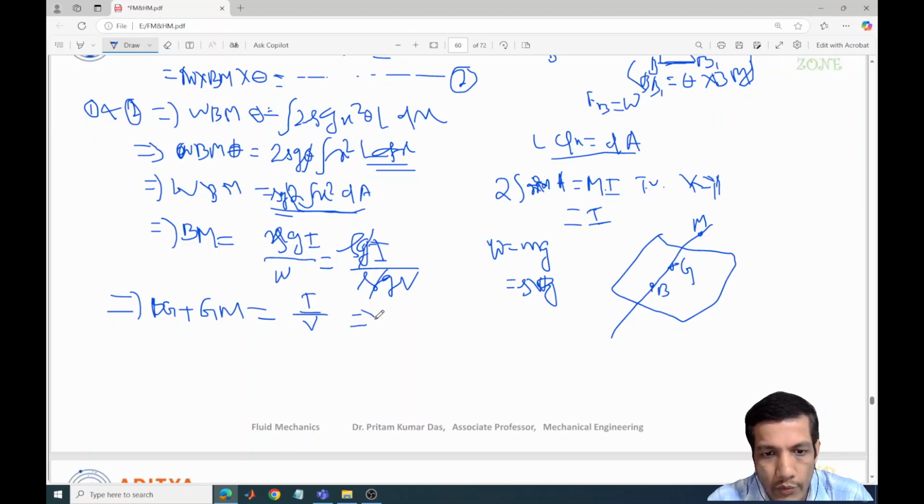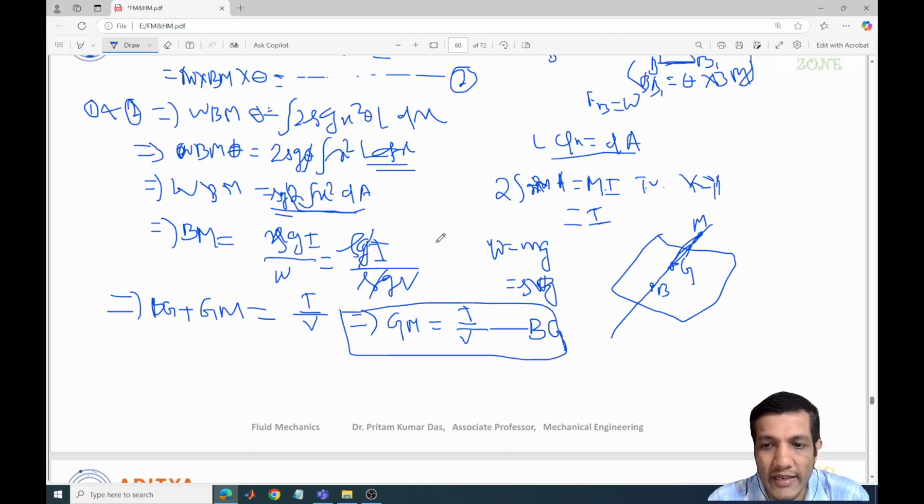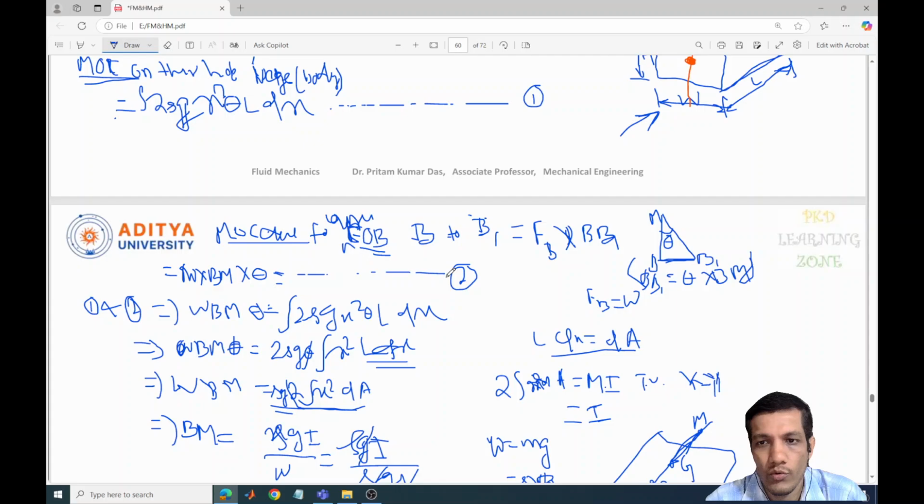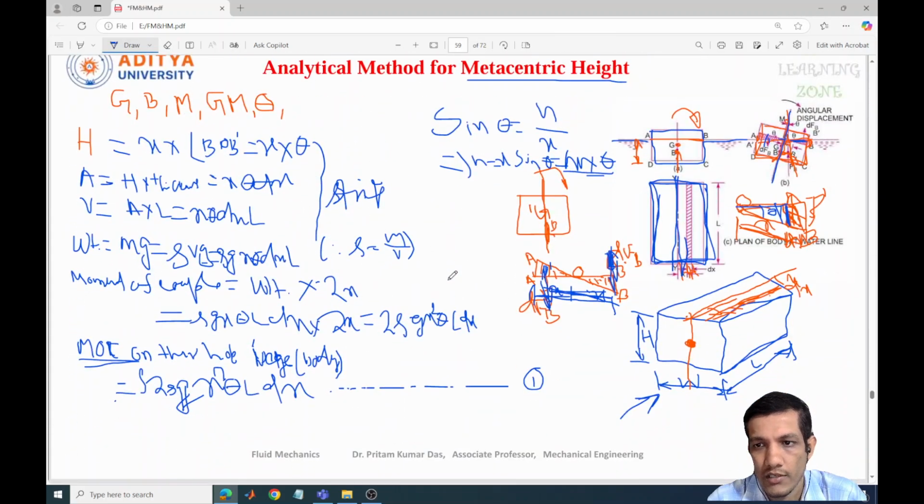Now we need to find the metacentric height equation. So I'll keep GM on one side and take BG to the other side. That is nothing but I by V minus BG. So this is our final derivation, or final equation, for the metacentric height. I hope you are clear about how to find the metacentric height derivation.